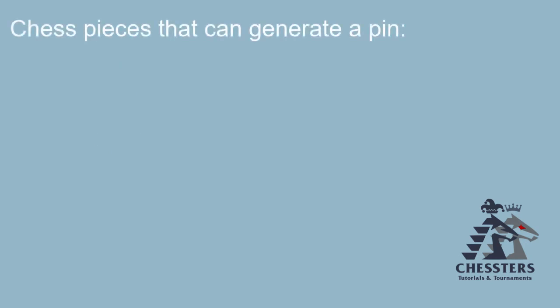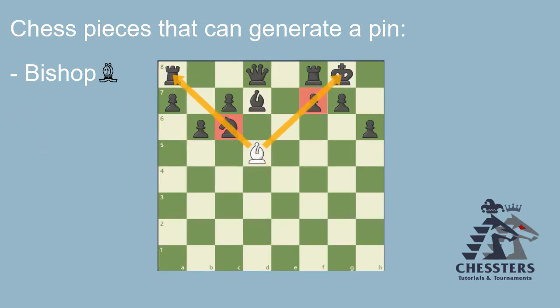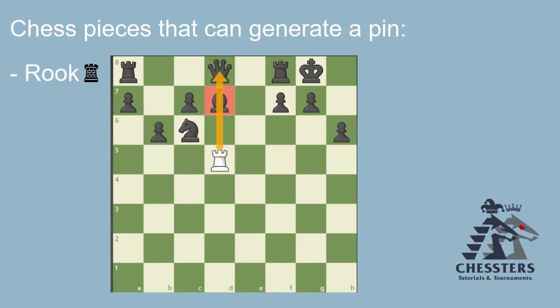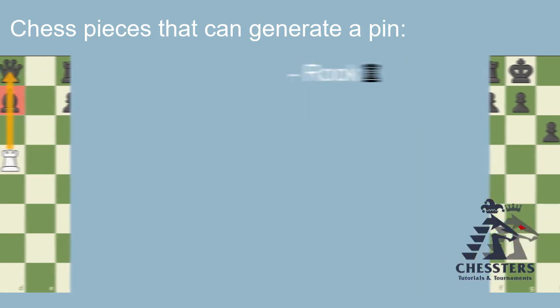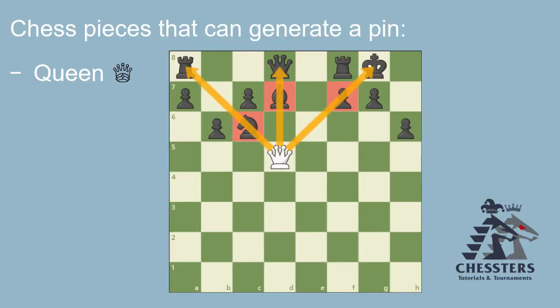The following are the chess pieces that can create a pin tactic: bishop, rook, and queen. The bishop can only pin on the diagonal. Meanwhile, the rook can pin on either a rank or a file. The queen is the most flexible piece in creating a pin tactic, as it can create a pin on a file, a rank, or a diagonal.